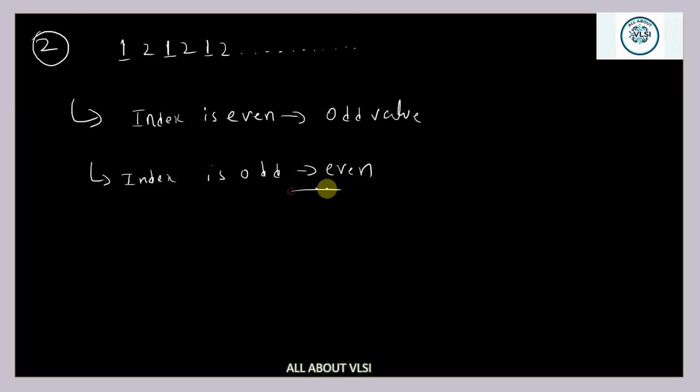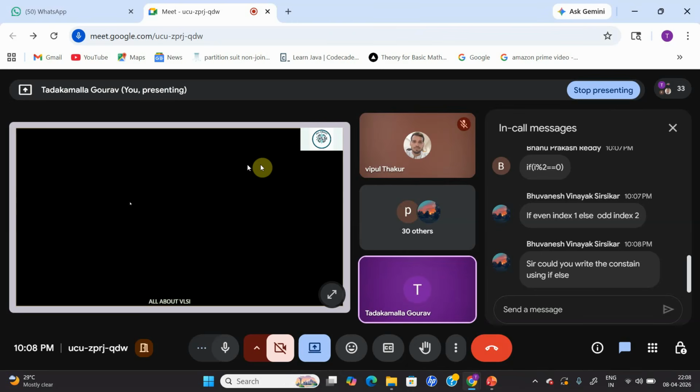So in our previous session, we have seen this particular problem only. If in even index, we need to have odd value, and in odd index, we need to have even value. This only we have seen in the previous session also. Right. Exactly. Now, let us see one more question. Yes, we have that type of questions also.